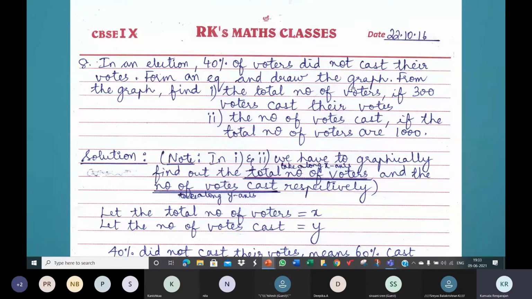So you can see that in these two questions, you are either given the total number of voters and asked to find how many voters cast their votes, or the other way. Given how many cast their votes, you'll have to find the total number of voters. So these two are the quantities which have to be taken along the x and y axis. Anything can be taken along the x and the other thing along y.